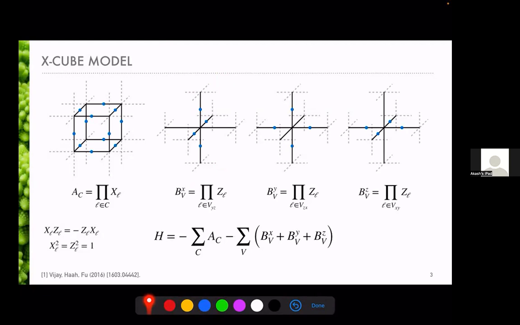But this is a general class of what is known in the literature as X-cube models. And this is a topotypical example of what our fractonic systems are going to be. Okay, so this is just my setup. I have one 12-body interaction and three 4-body interactions in this theory.